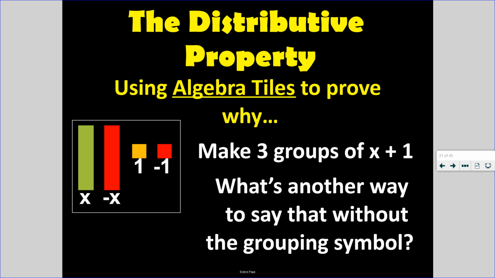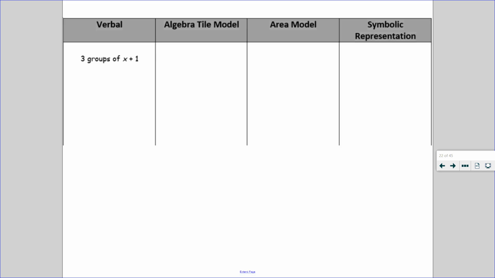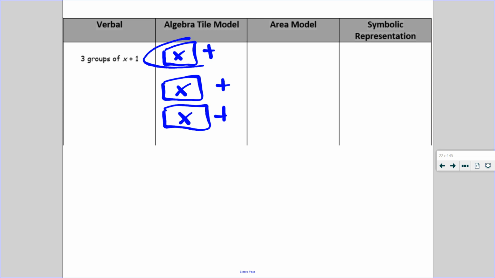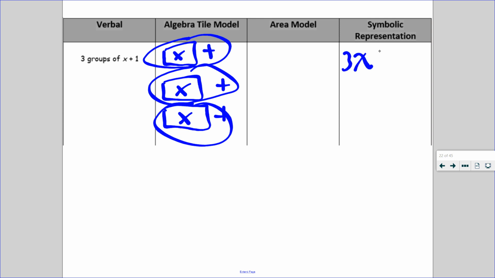So make 3 groups of x plus 1. What's another way to say that without using the grouping symbol? 3 groups of x plus 1. So I'm going to draw this. X plus 1. X plus 1. X plus 1. Here's the first group, second group, third group. So what did I draw? I drew 3 x's plus how many positive? 3. That's what I did.